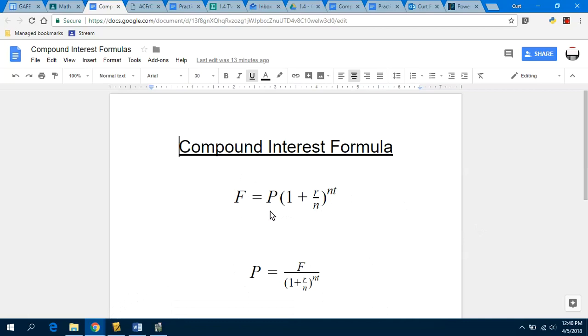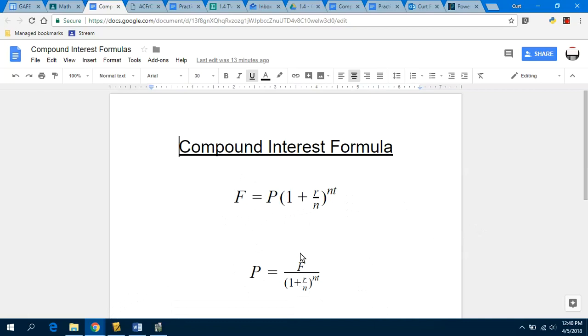Well, you can probably see that I can rearrange this formula and solve it for P by taking all of this stuff that's on the right-hand side, (1 plus R over N) to the NT, dividing both sides by it, so P will be all by itself. And what we'll get is P equals F divided by (1 plus R over N) to the power of NT. So this is a formula that will give us the present value, so what we need to invest now, given a future goal of what we want to earn, an amount of time that we want to earn it in, and a particular interest rate.